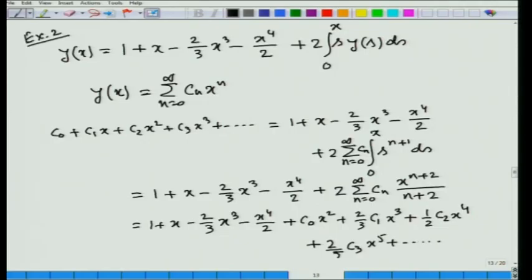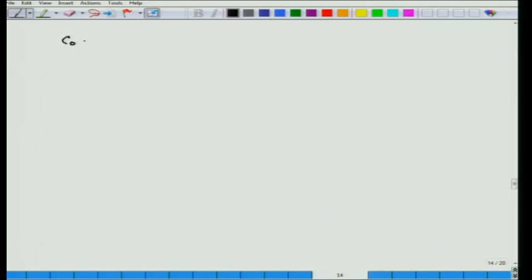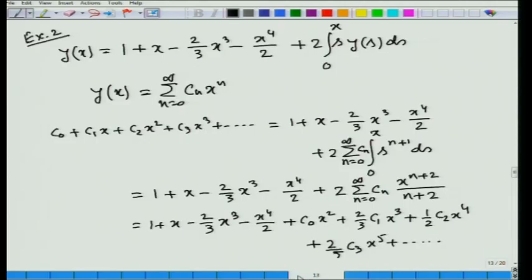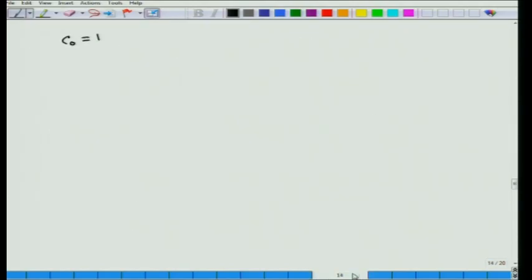Now, if we just compare the constant terms from both sides. First of all we will have C 0 equal to 1, because on the left hand side it is C 0 and on the right hand side we have only 1 here. Then collecting the coefficient of x from both sides, on the left it is C 1, on the right it is x only. So, therefore, C 1 is equal to 1.